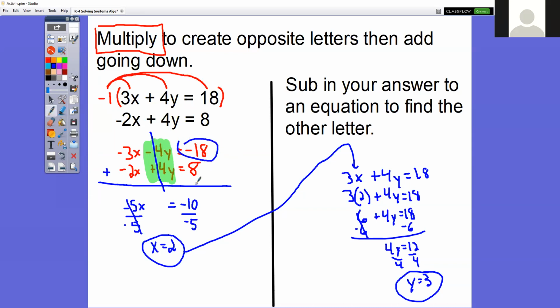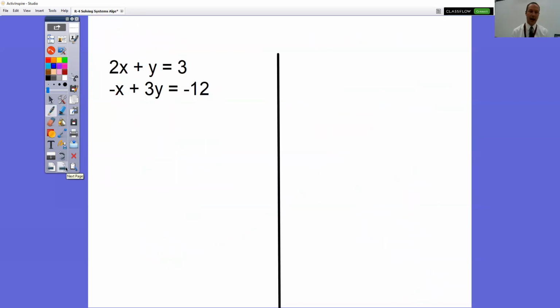Why are you doing the -1 though? Because I had to create opposites. Notice that I had a 4 and a 4. I wanted to create a -4 and a 4. I had the same number here. I wanted to create opposite numbers. Okay. Go ahead and try this one on your own, please.